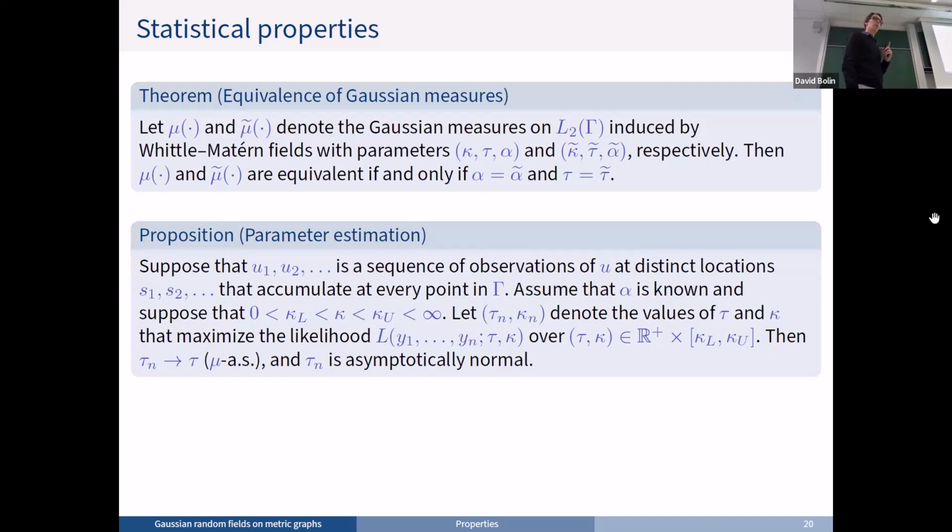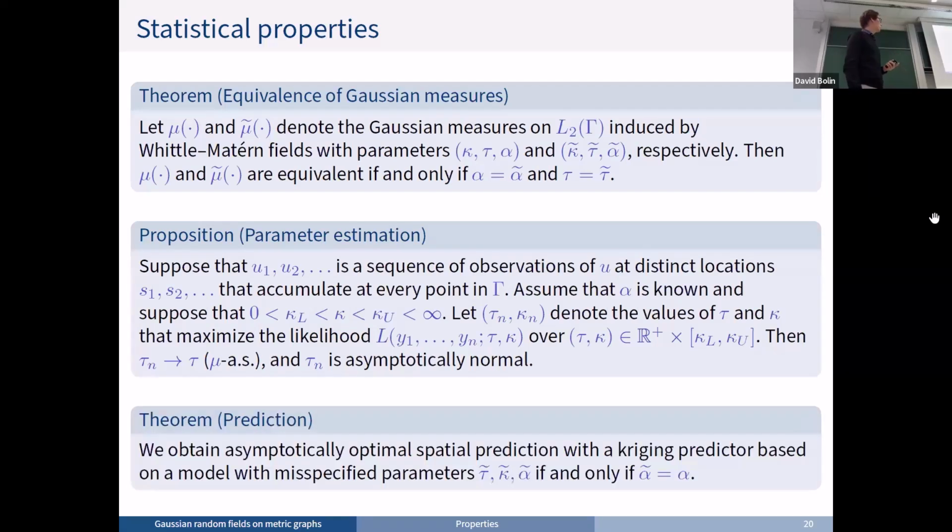Now, why this is not a big deal is because if you use these models for prediction, it turns out that you get asymptotically optimal predictions, even if you misspecify the parameters. So as you get more data, if you want to use this model for prediction, the only parameter that really is important to specify correctly is the smoothness parameter. That motivates why it doesn't matter so much that you cannot estimate the range so well, because that doesn't matter much for predictive purposes.